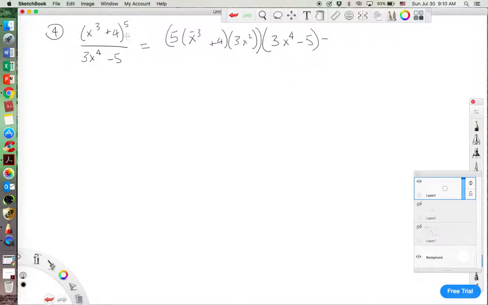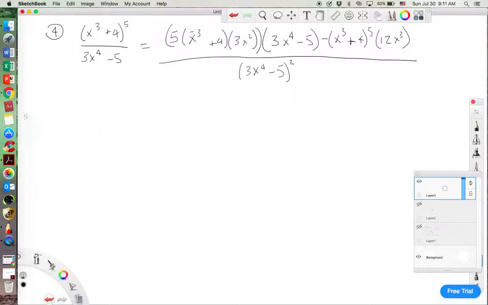We're going to subtract from that for our quotient rule. The first top function there, x cubed plus 4 raised to the power of 5, multiplied by the derivative of the bottom. 3 times 4 is 12. We'll drop that exponent by 1. And then that's all times 3x to the 4th minus 5 squared.